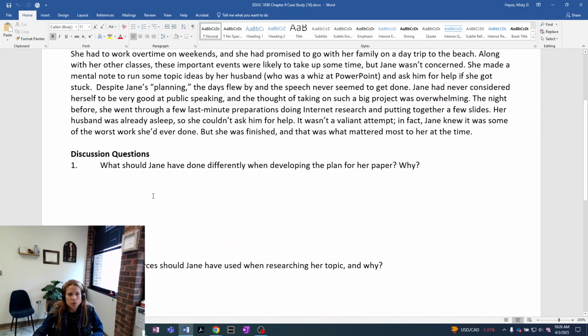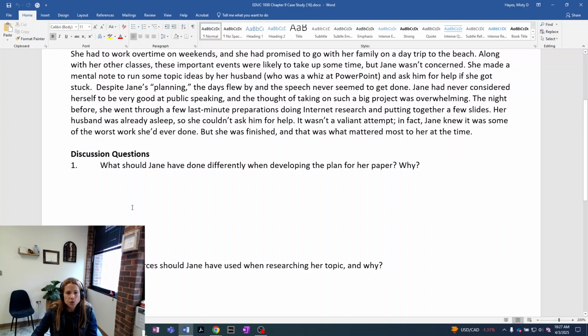So the first question is, what should she have done differently when developing the plan for her paper? So the first question you need to ask yourself is, in the textbook, where does it talk about preparing to plan for my paper? How do I develop a plan for that? So that's where you would need to go back to your textbook and look in there where it talks about developing a plan, whether you are doing research or a paper, how do I organize my thoughts, all those things you would be looking for.